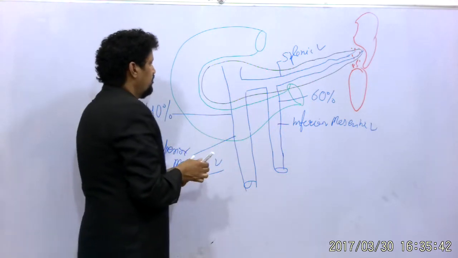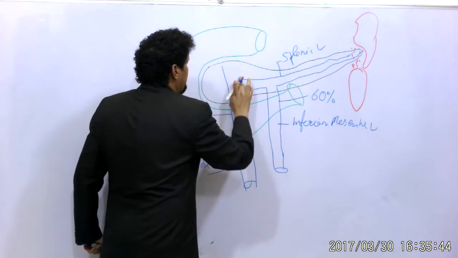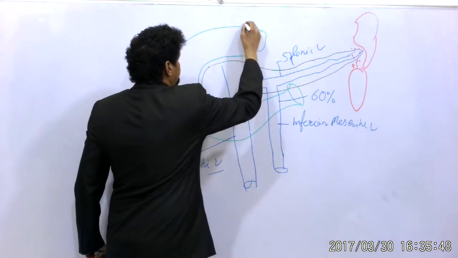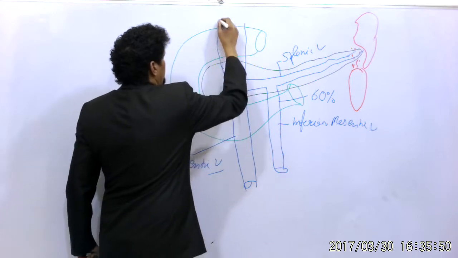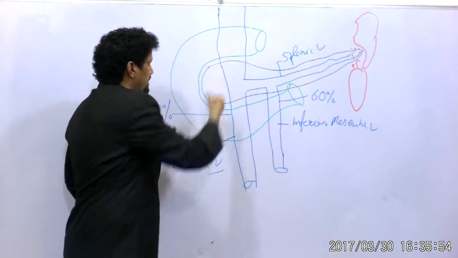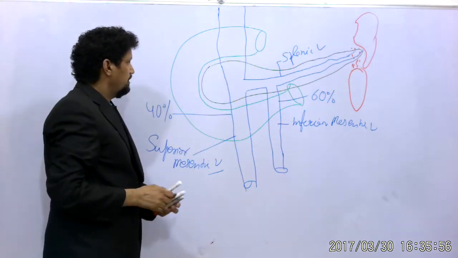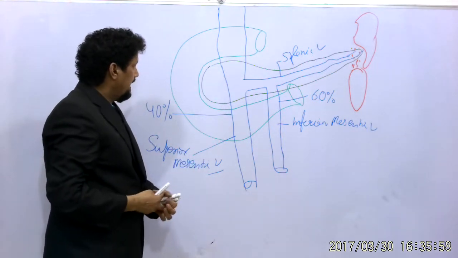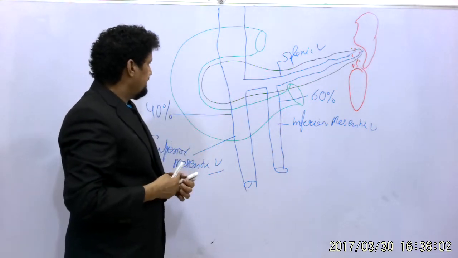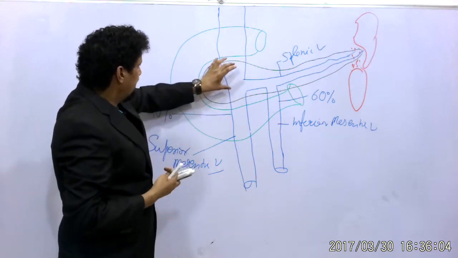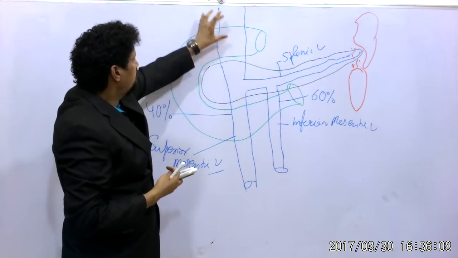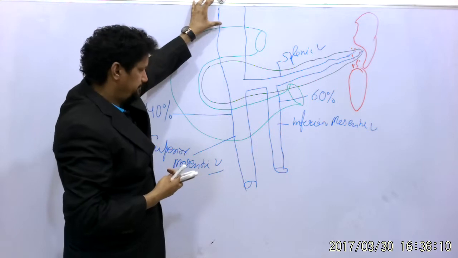This is the portal vein passing behind the first part of the duodenum. This is the first part of the duodenum. So, for the anatomical description the portal vein is divided in three parts. This is the infraduodenal part, retroduodenal part and supraduodenal part.